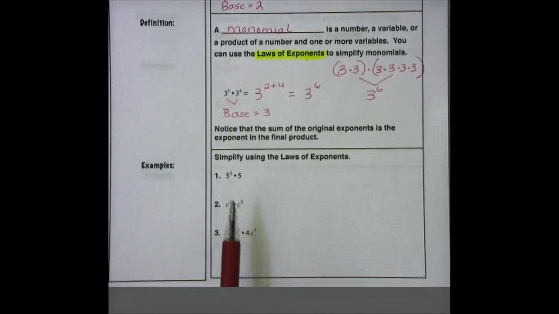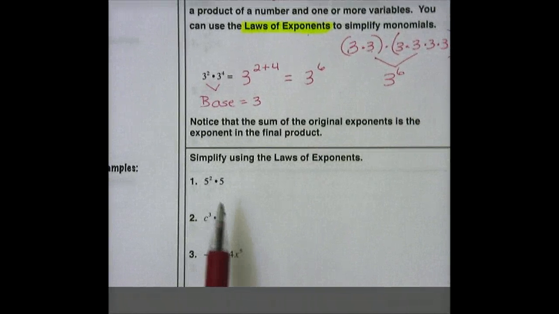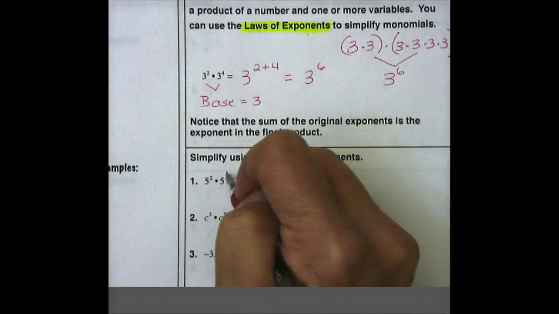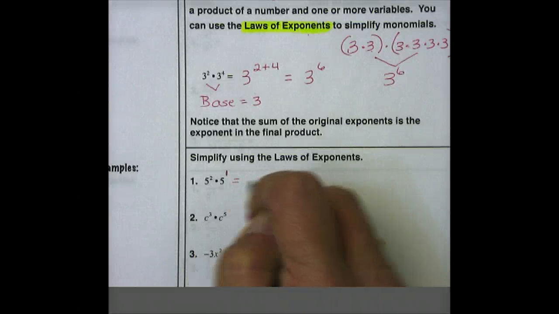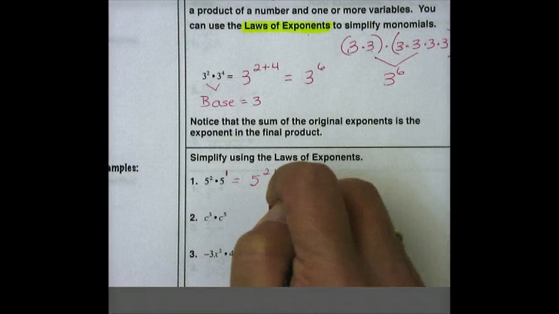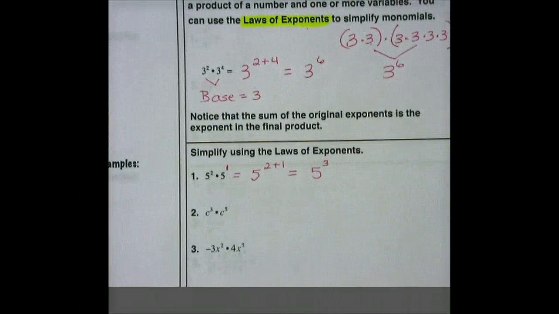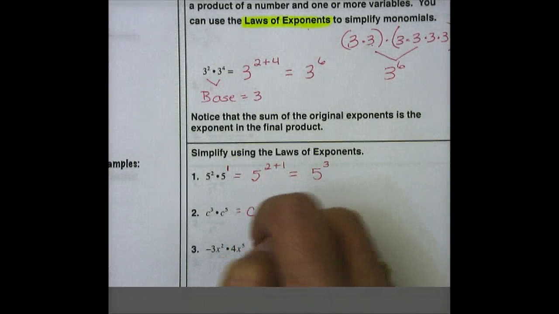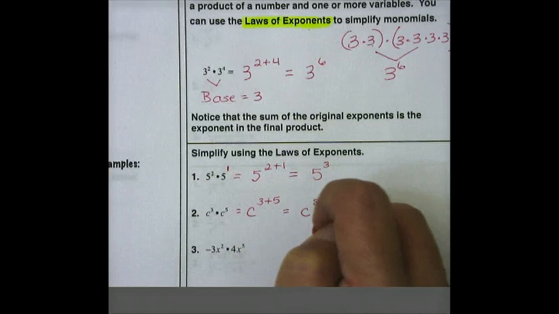Number 1 says 5 to the 2nd power times 5. Now, one thing that we haven't talked much about is that when you have a 5 alone, or any number alone, or variable alone, the exponent is assumed to be 1. So we'll just write that in there to remind us. So we have 5 to the 2 plus 1 power equals 5 to the 3rd. Number 2, c to the 3rd times c to the 5th is c to the 3 plus 5, which is c to the 8th.